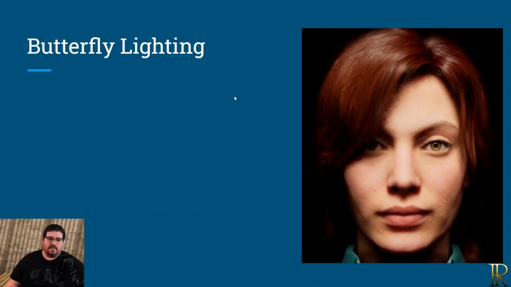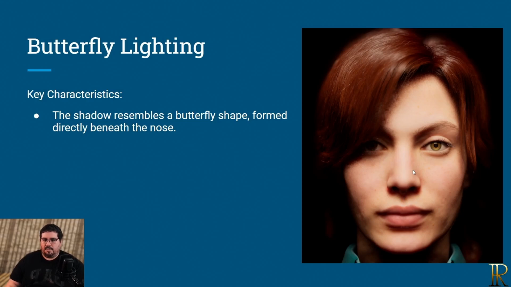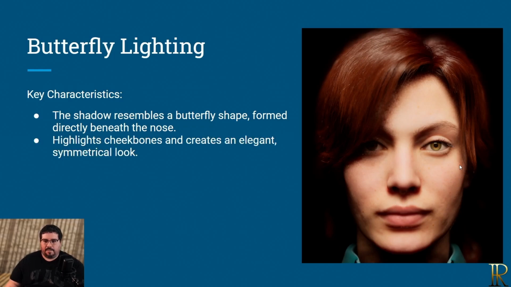So the first lighting that we're going to talk about is butterfly lighting, and I'm sure you can see right away you have a nice little butterfly here. It creates, as the name suggests, a butterfly shape formed directly underneath your nose, and you can see it here, right? It will allow us to highlight cheekbones, and it does create a nice, elegant, symmetrical look. In this slide it was also called Paramount lighting, so hence a cinematic looking light.